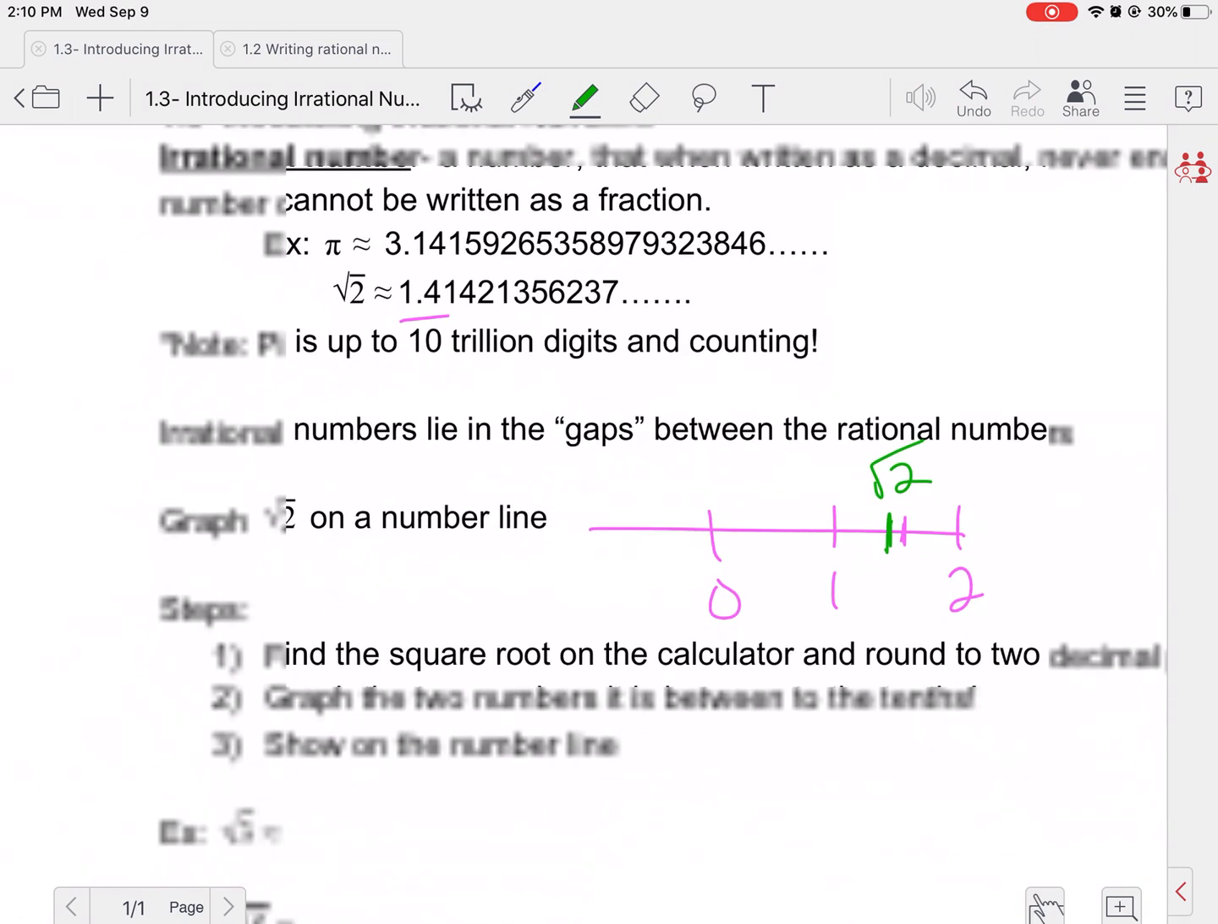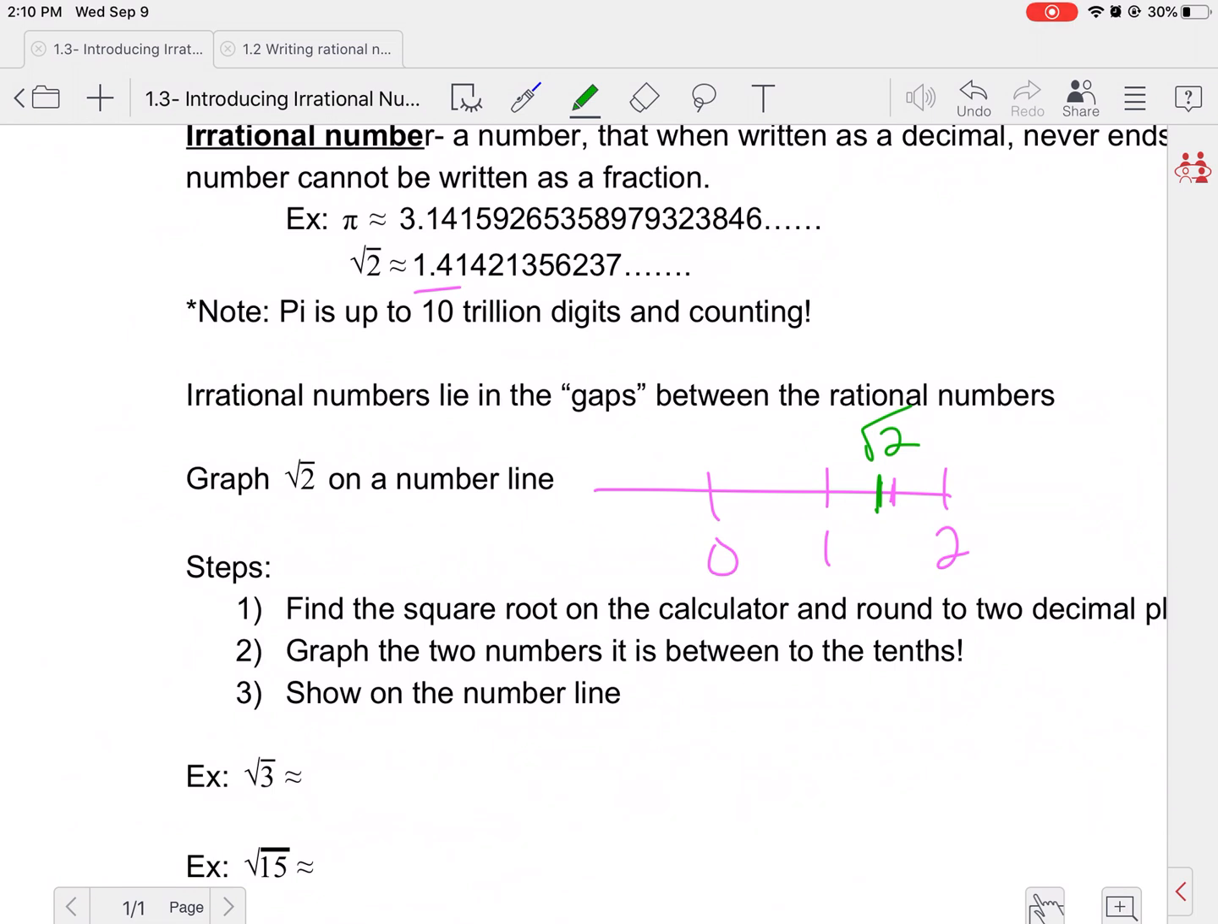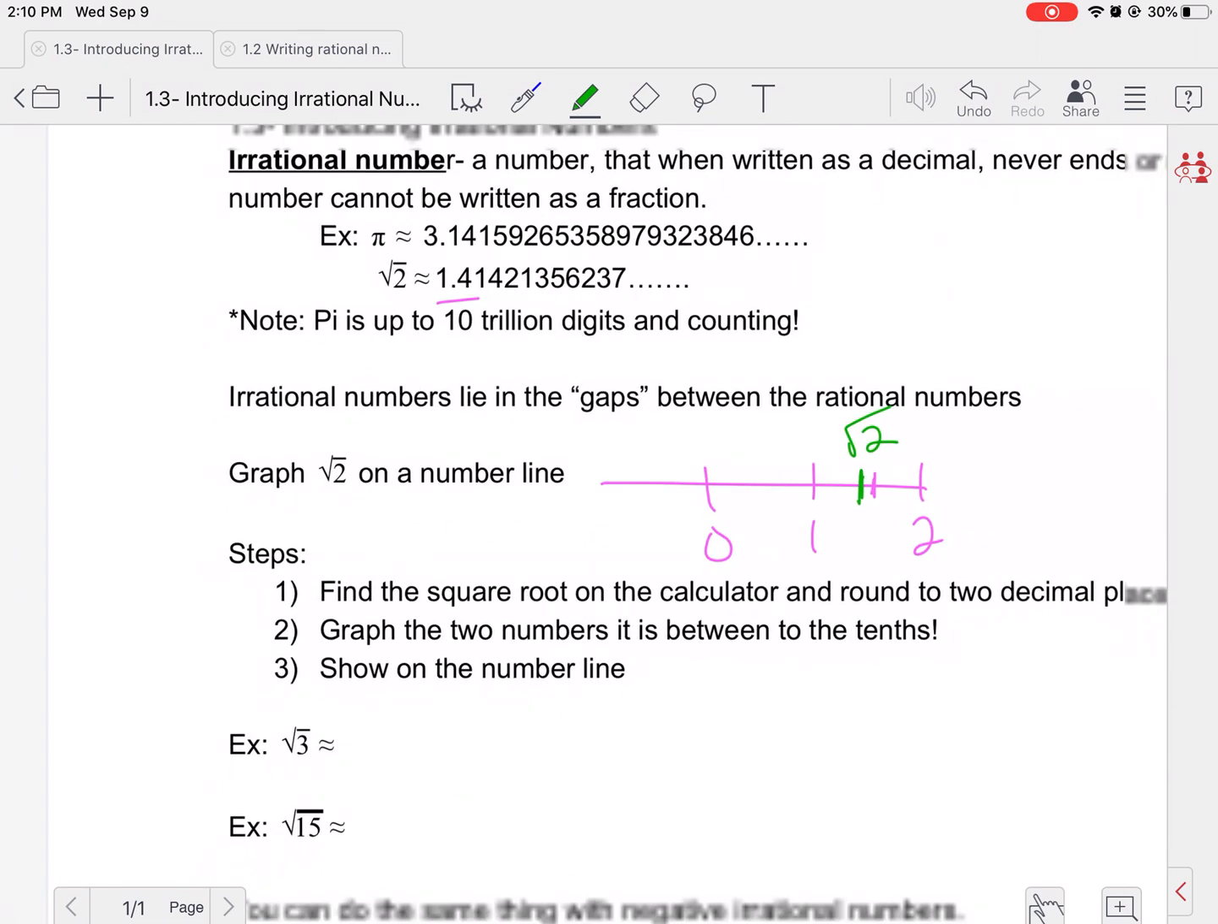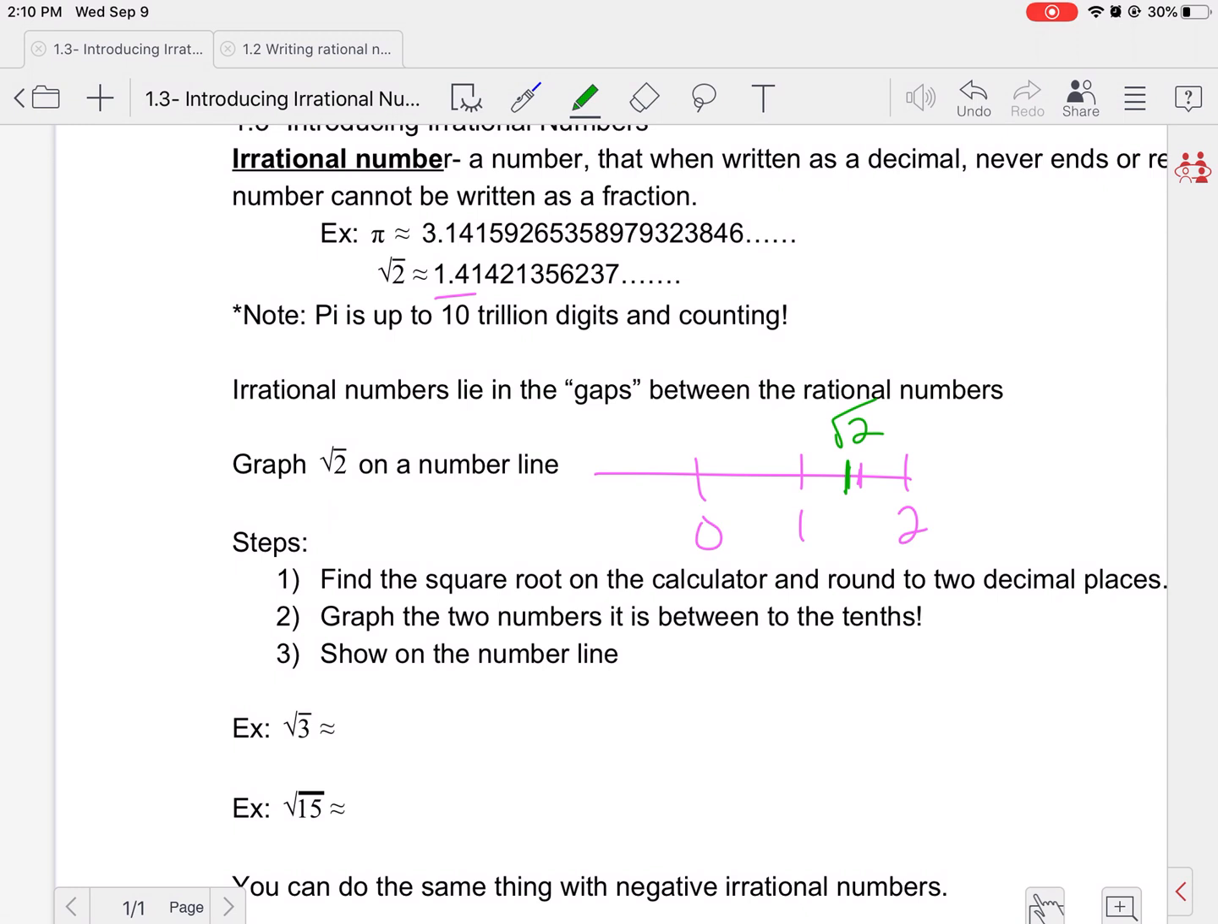Today we're going to find the square root on a calculator. You can use your calculator today, and you can round to 2 decimal places. That's key, 2 decimal places, because some of these go on forever. And we're going to graph 2 numbers between it to the nearest tenth, and then we're going to show that on the number line.